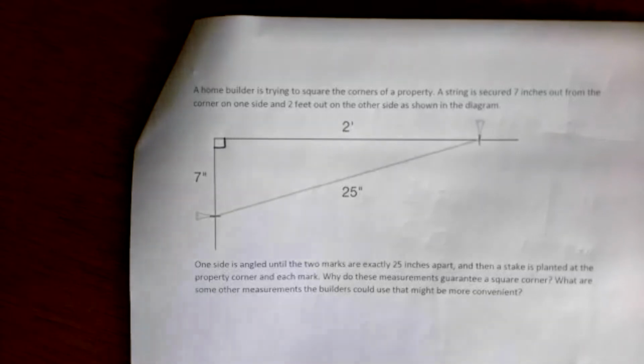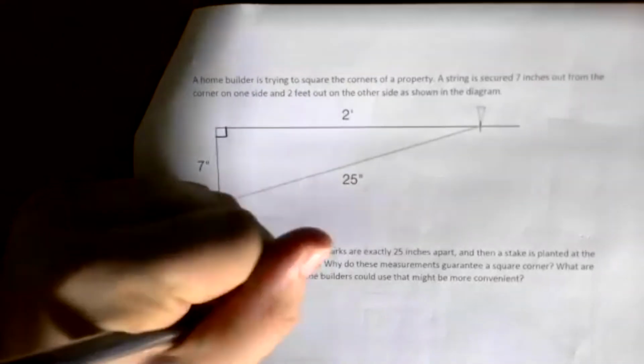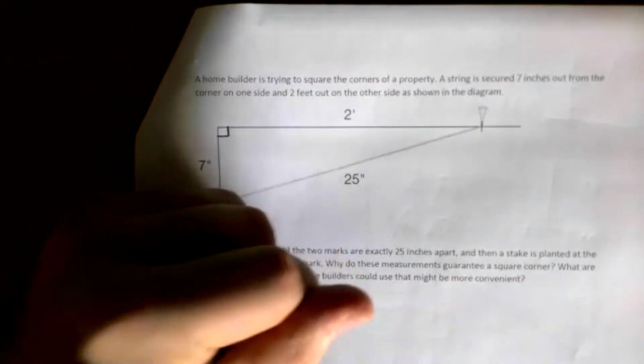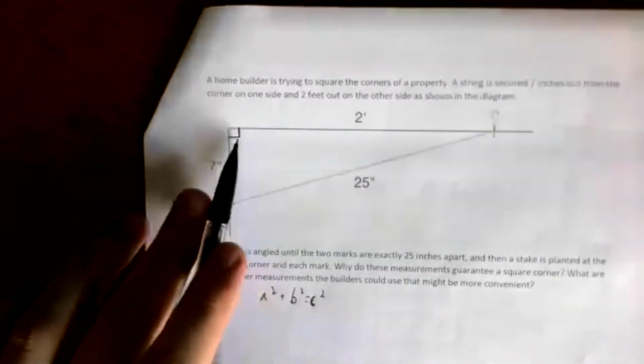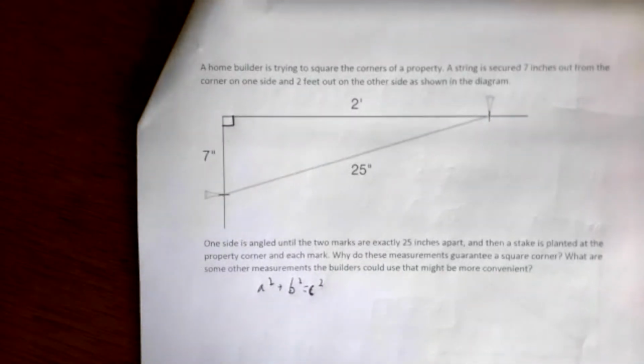Anybody know? So why is this corner here square? So what is a way that I could verify that this corner is square? Well, hopefully we'll use the Pythagorean theorem, right? So a squared plus b squared equals c squared only works when we have a right angle. So if we get a true statement here, that'll guarantee that this is a right angle.